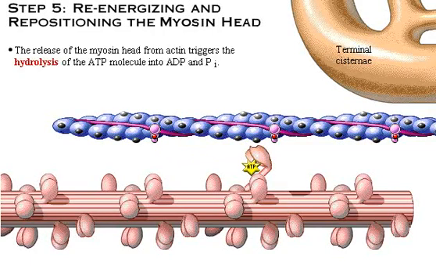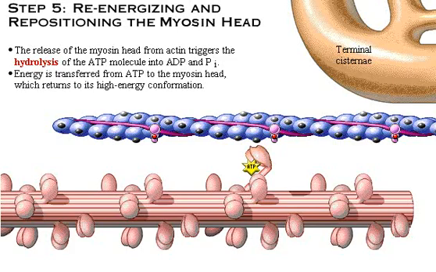The release of the myosin head from actin triggers the hydrolysis of the ATP molecule into ADP and inorganic phosphate. Energy is transferred from ATP to the myosin head, which returns to its high-energy conformation. Click the bound ATP to trigger hydrolysis.